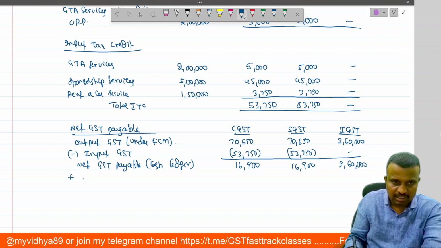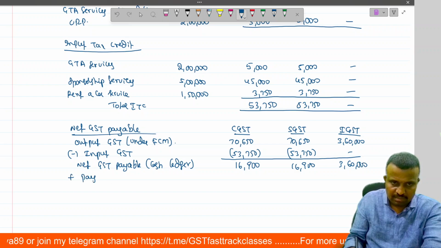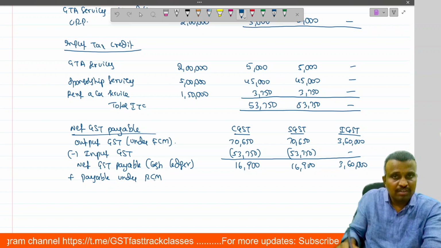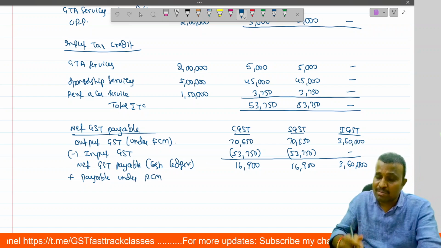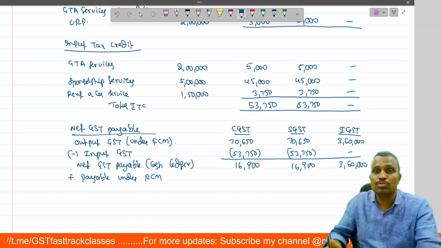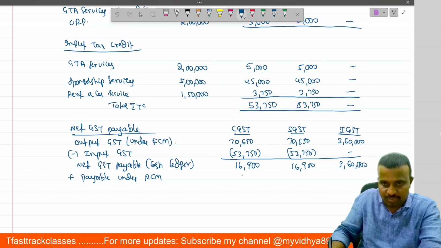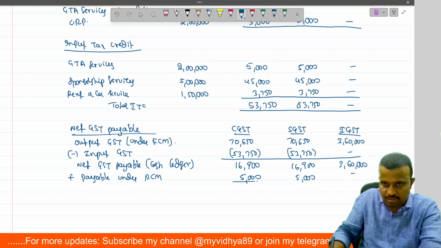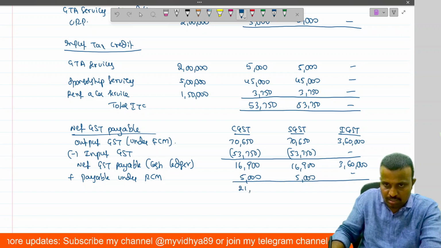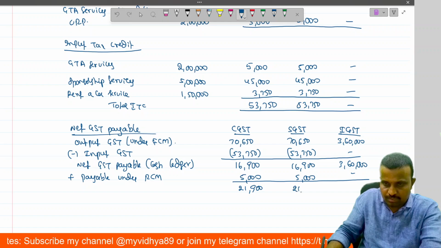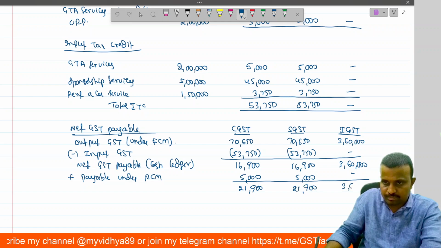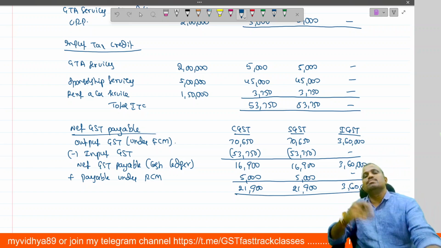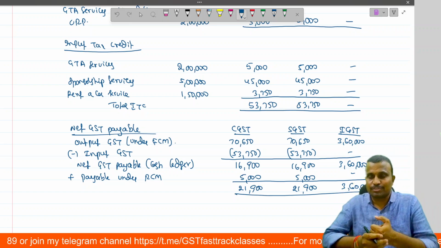Along with that, the amount payable under RCM. While making the payment under RCM, no input tax credit will be claimed, right? So 5,000. Total, this is the total tax payable to the government through the cash ledger.